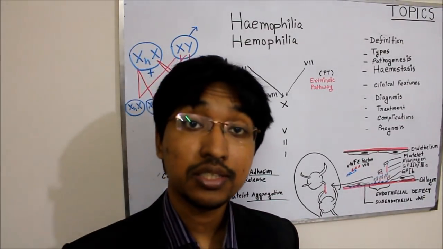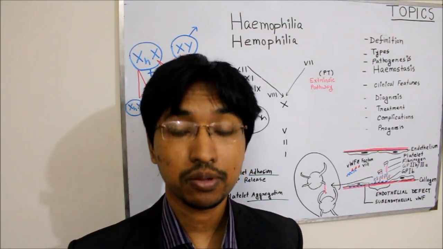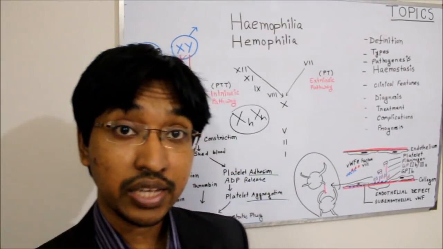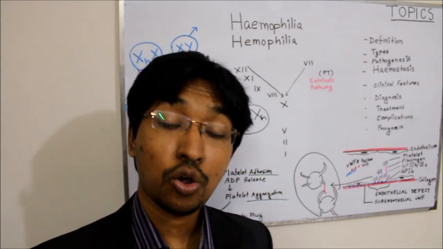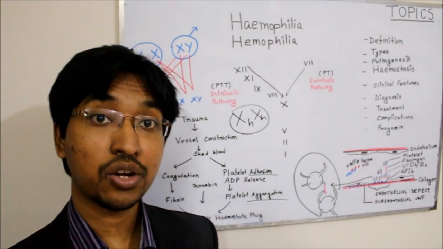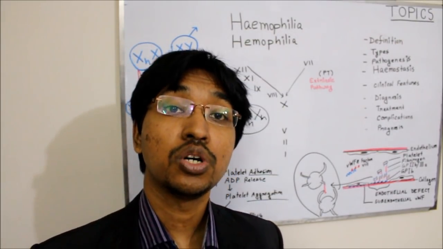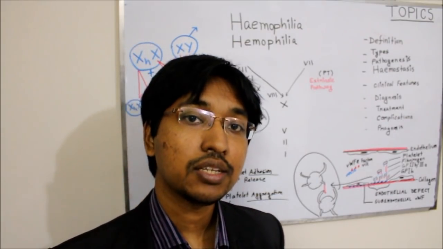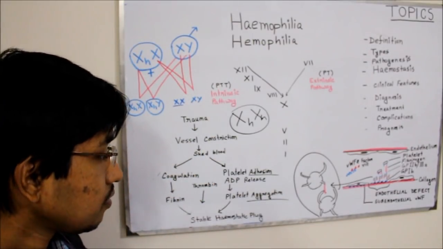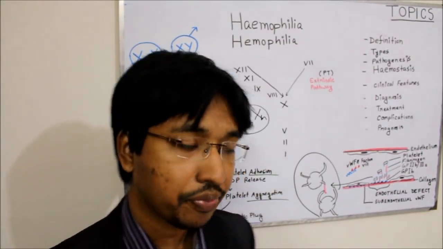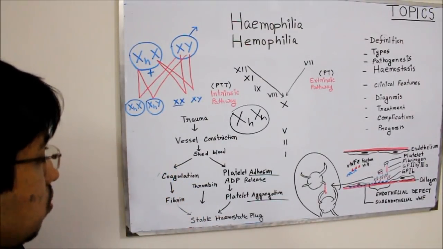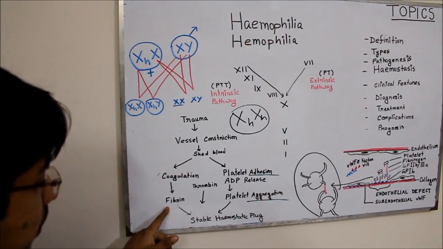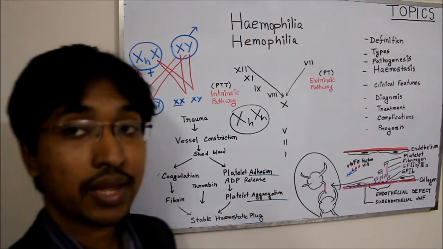But the problem is this plug is unstable, and in order to stabilize that platelet plug, there lies the role of the clotting factors. So that is the role of secondary hemostasis, to make the unstable platelet plug stable, and they do that by making fibrin. As you can see, I have also drawn that here. The coagulation pathway will ultimately make fibrin, and that will stabilize the platelet plugs.